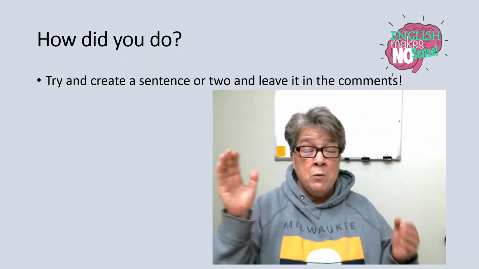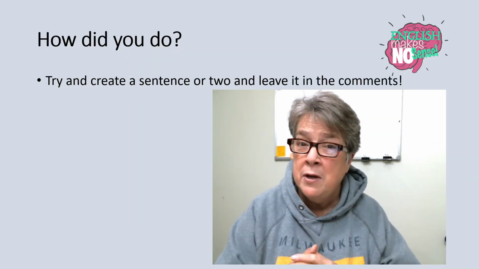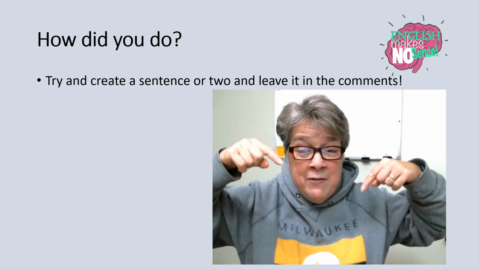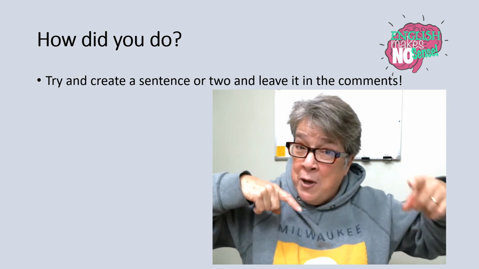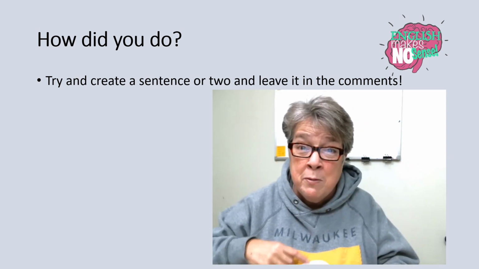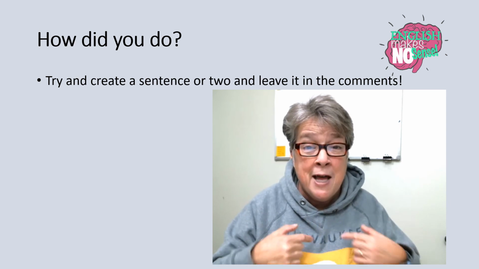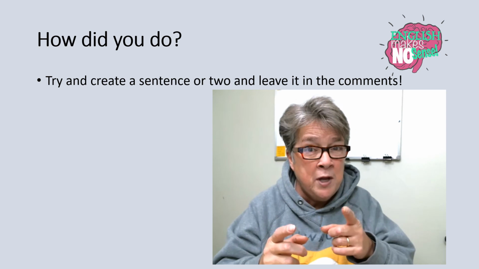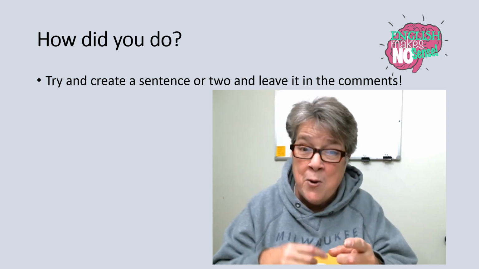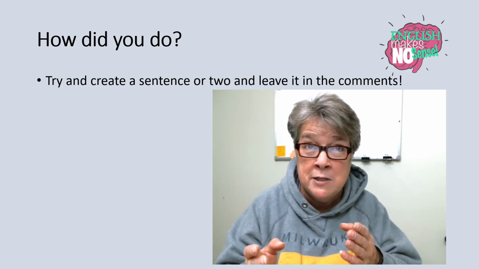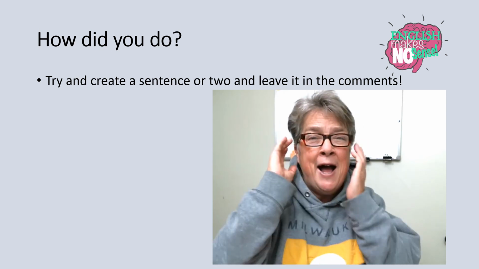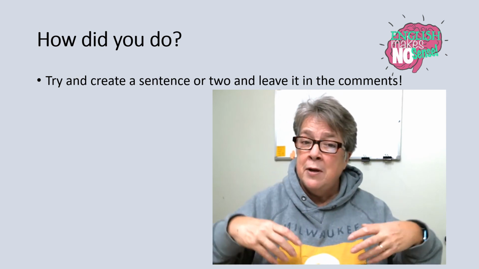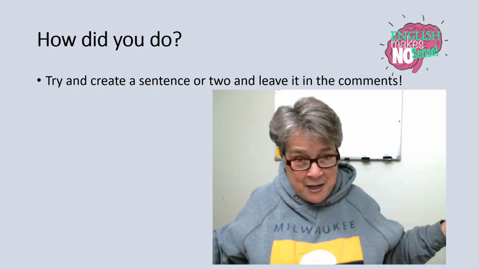How did you do? Okay, here's where you get to show what you know. Try and create a sentence or two and leave it in the comments. Remember the verb to be in the simple present: I am, you are, he, she, it is, we are, they are. Why do we call it the verb to be when it just goes am, are, is? Because it's all about the state of being. It's our verb of being.